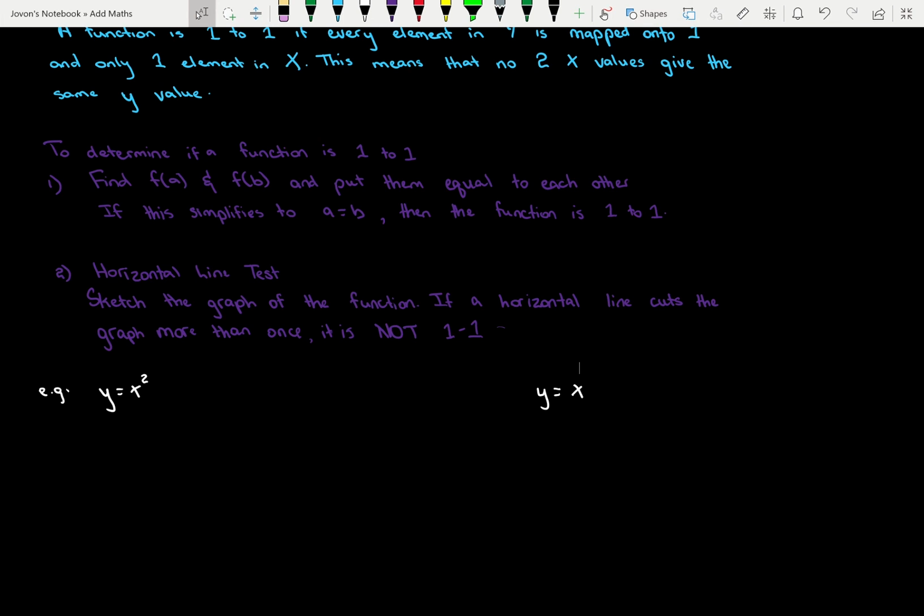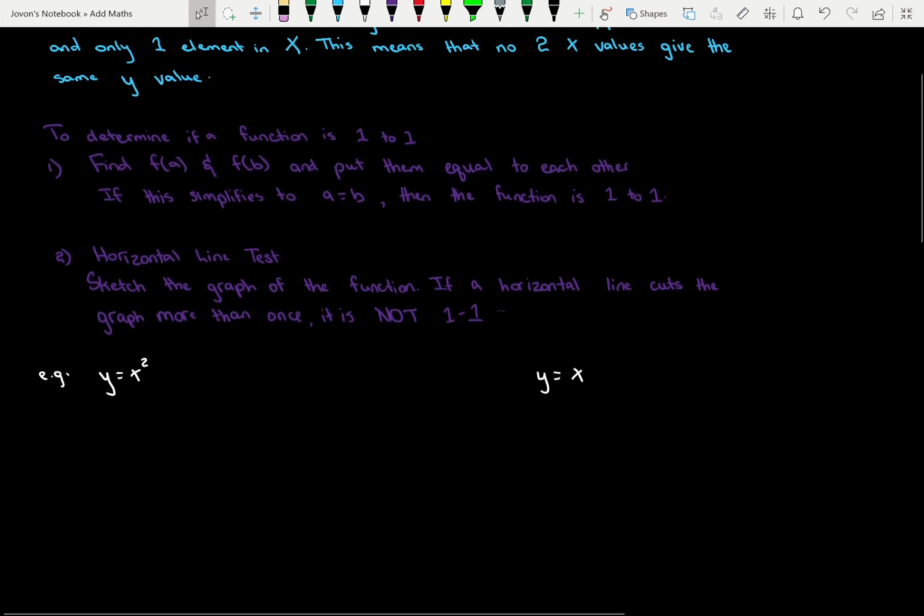Now remember, to test if a graph is a function, we normally do the vertical line test. But if you want to test if the function is one-to-one, you do a horizontal line test. So we're going to examine these two methods now, with f of a and f of b.